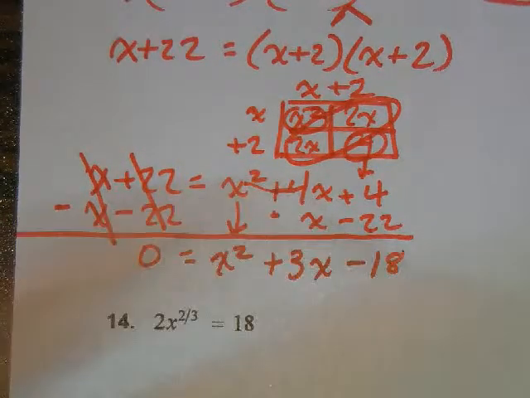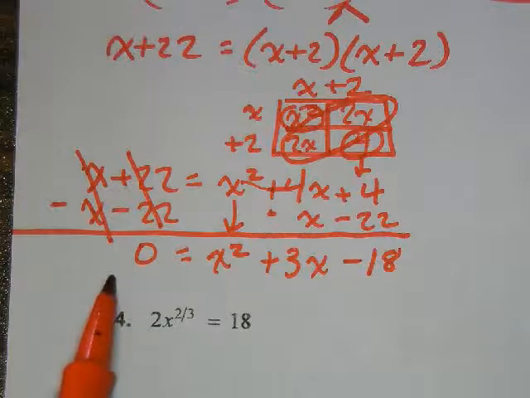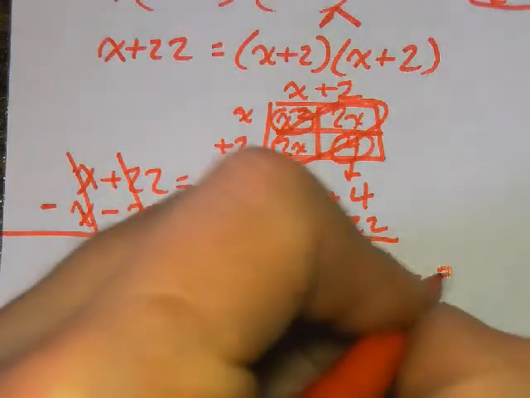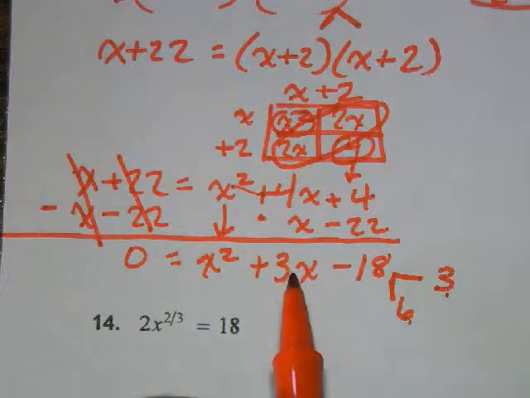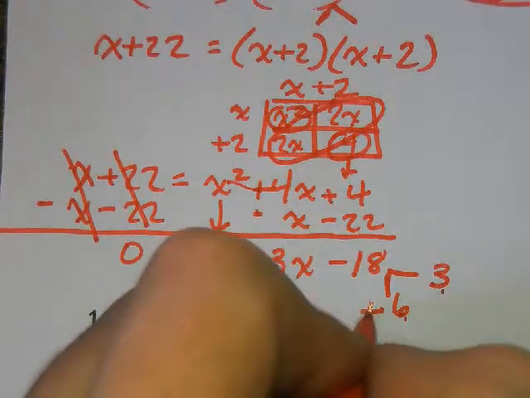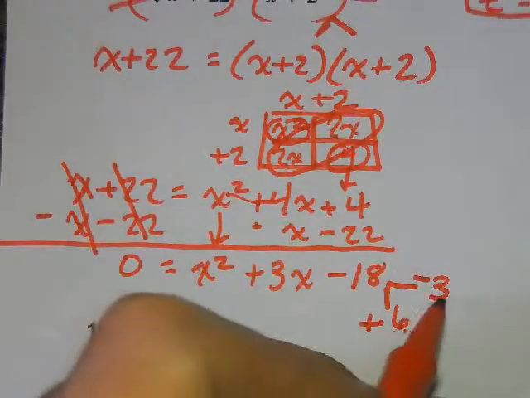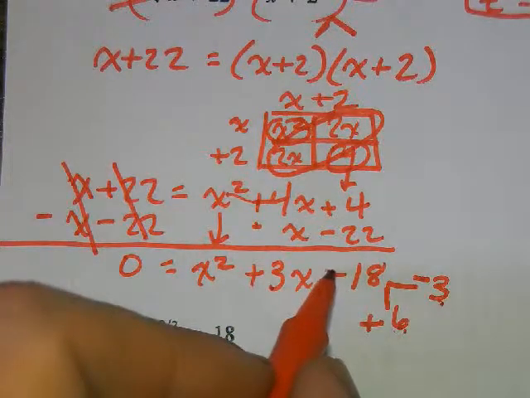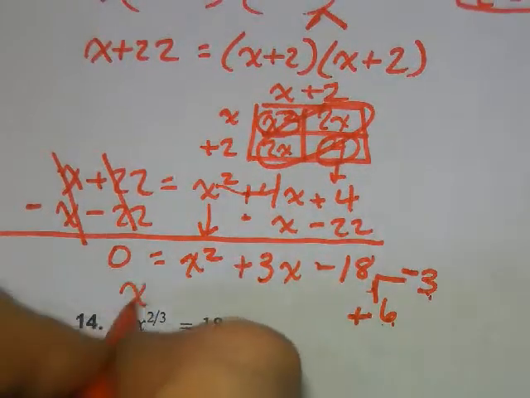To solve, now that it's equal to 0, what I can do is factor. And I can factor 18 into 6 times 3. 6 times 3 is 18. I also need to get these two numbers to add up to 3. So to be able to do that, 6 has to be positive and 3 has to be negative. So we'll check again. 6 minus 3 is positive 3, and 6 times negative 3 is negative 18. So that means that these two numbers are my factors. So x plus 6 times x minus 3 equals 0.